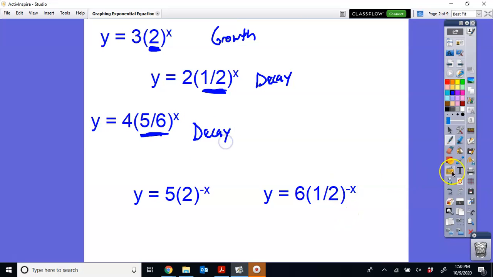The only ones I want you to be careful of is when you have a negative x for your exponent, that means it's going to take the opposite of x when you plug it in, and it's actually technically going to flip it and make this thing opposite of what you think it is. Instead of growth, this first one right here would actually be decay, and instead of decay, this one here would be growth. I just want you to be aware of those situations. There are a few weird ones like that, but for the most part, whenever you have a number that's bigger than 1 here, it's growth. When you have a number that's less than 1 here, it's decay.